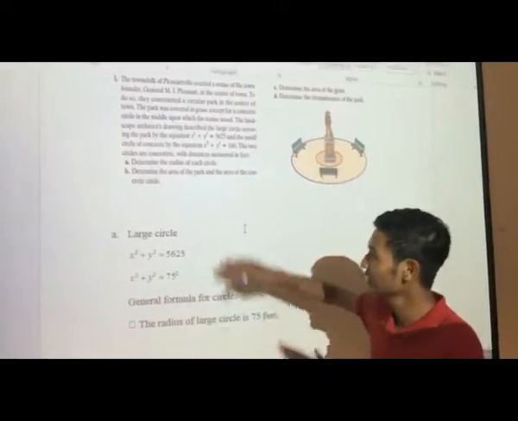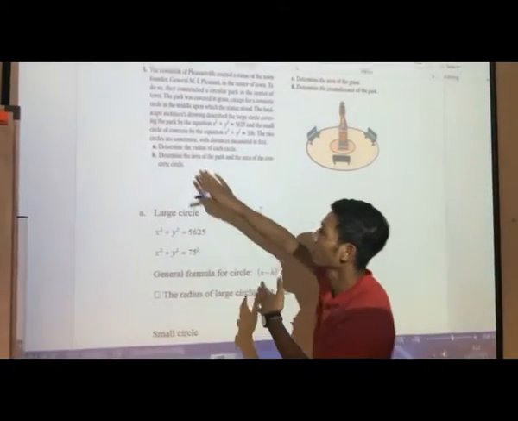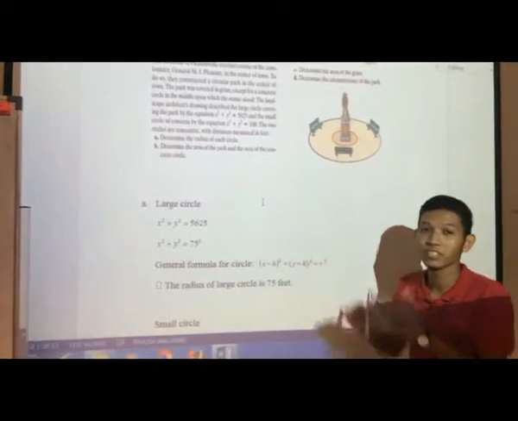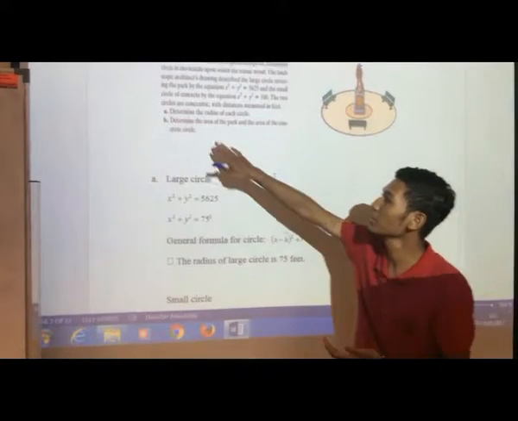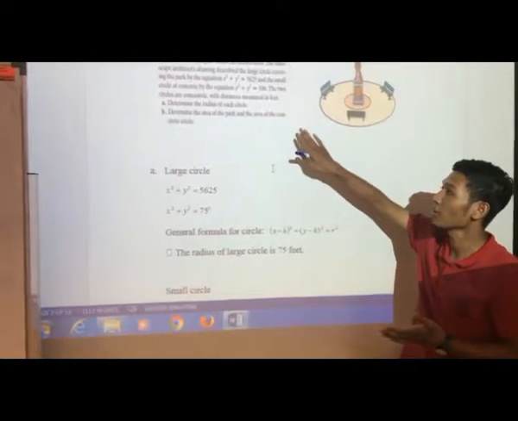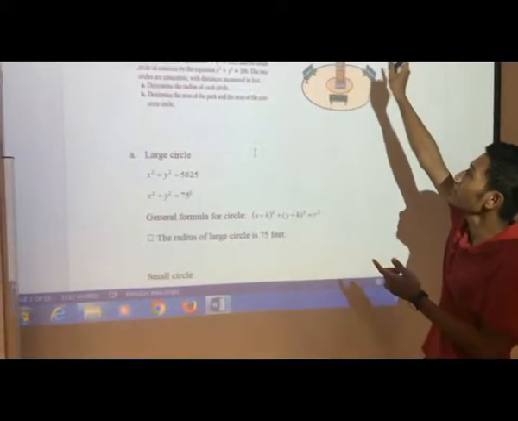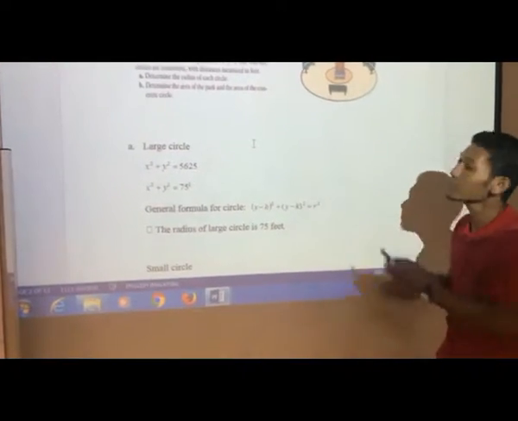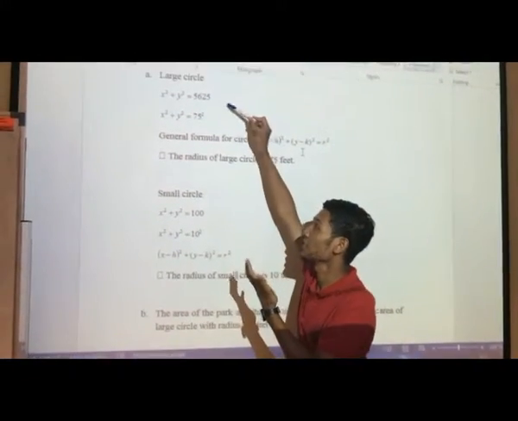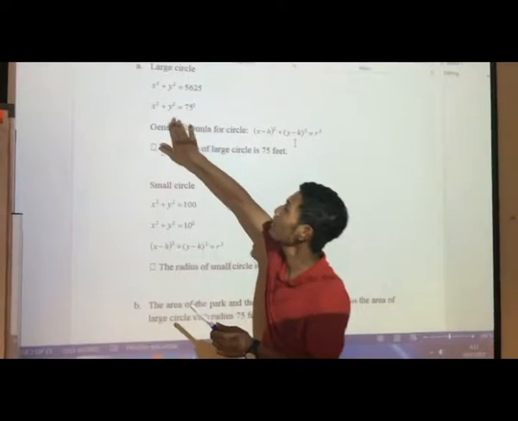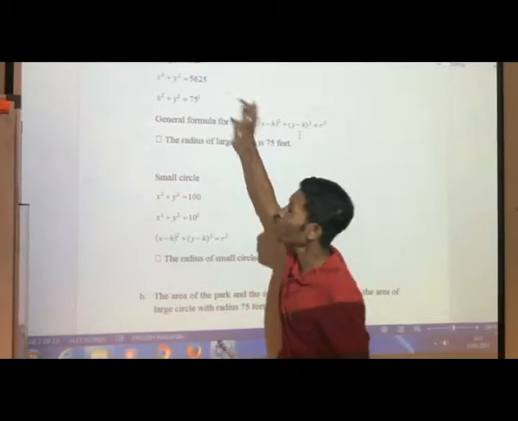Next, this is the problem we have to do. A: determine the radius of each circle. B: determine the area of the park and the area of the concrete circle. C: determine the area of the grass, and D: determine the circumference of the park. For A, we can see this is the equation, and we compare it with the standard equation of the circle, and we get the value of the radius.